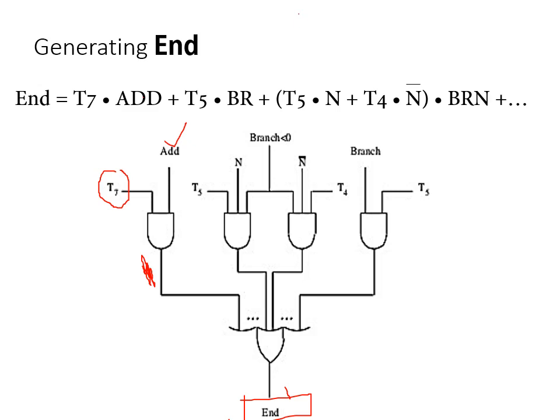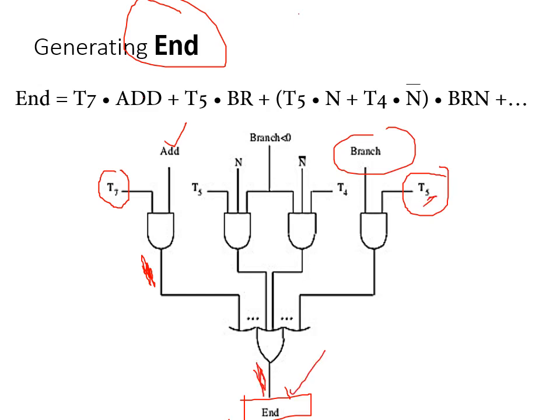What is the end signal? This end signal is given to the step counter to reset the counter, because the instruction is executed, it is the end of the instruction. This is also one basic step, right? End is also a basic step. So this is how they have designed it. If it is a branch instruction at clock cycle 5, instruction execution is over, so at clock cycle 5 the end circuit gets the control signal as 1. If it is an add instruction at clock cycle 7, the control signal will be 1.